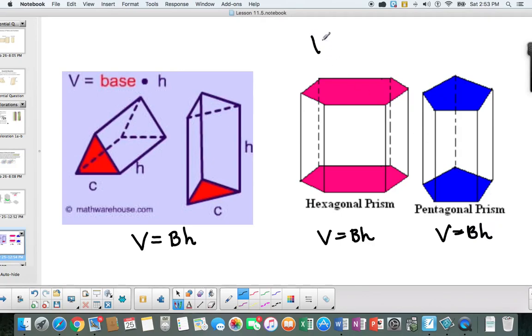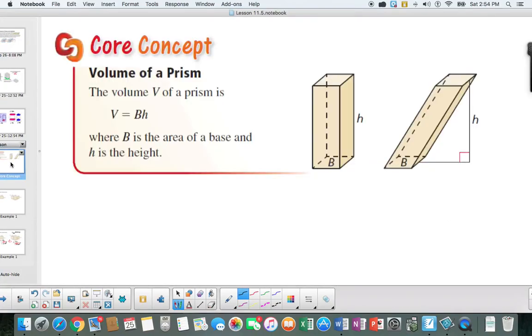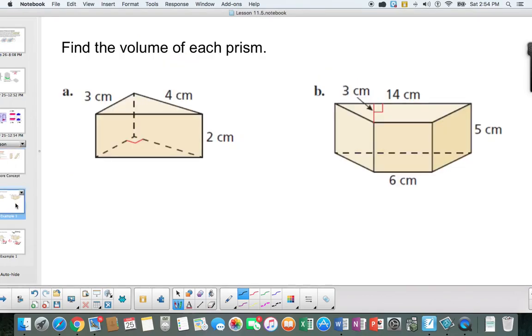So let's get away from length times width times height, which is only good for a rectangular prism, and use a more versatile formula that'll help us find volume in lots of cases. And here's our volume formula. Let's go ahead and do a problem.